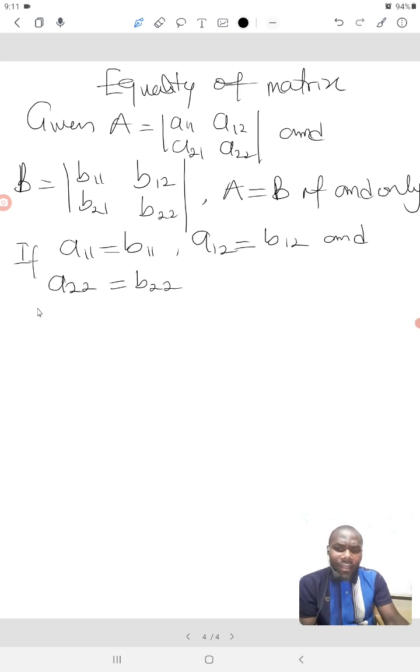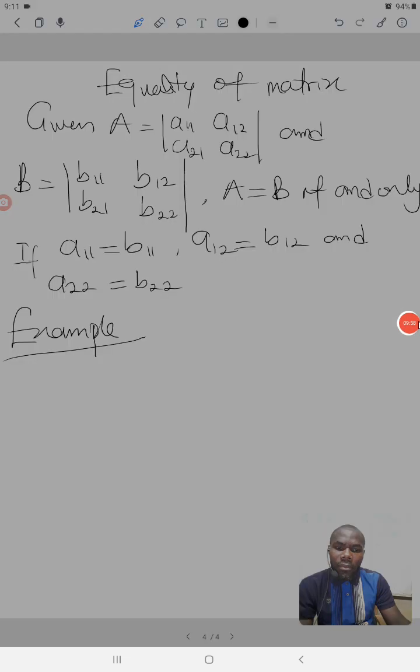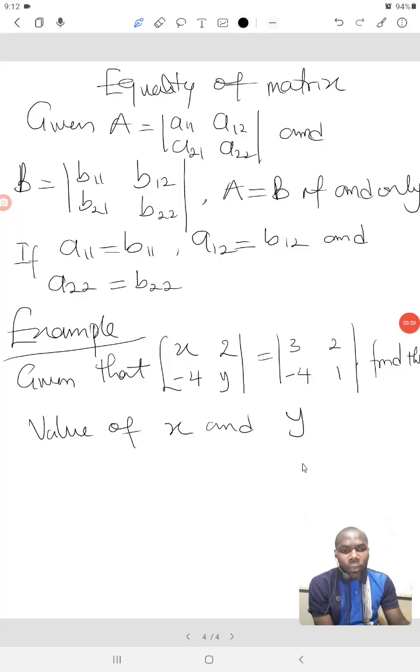Let's have an example relating to what I'm trying to explain. Maybe a question. Given that the matrix x, 2, minus 4, y is equal to 3, 2, minus 4, 1. Find the value of x and y.